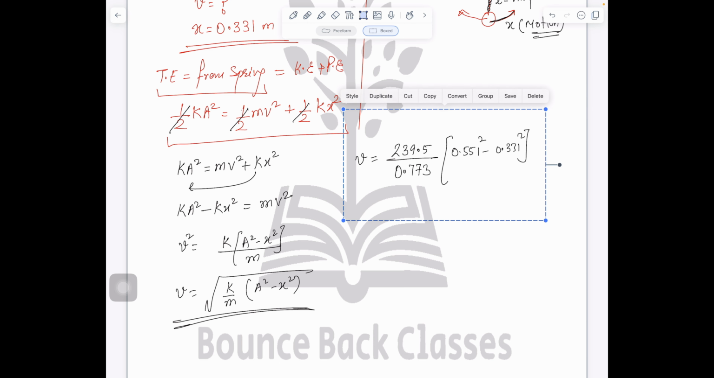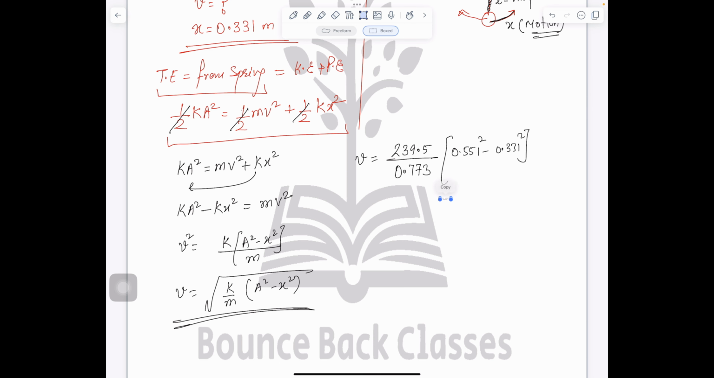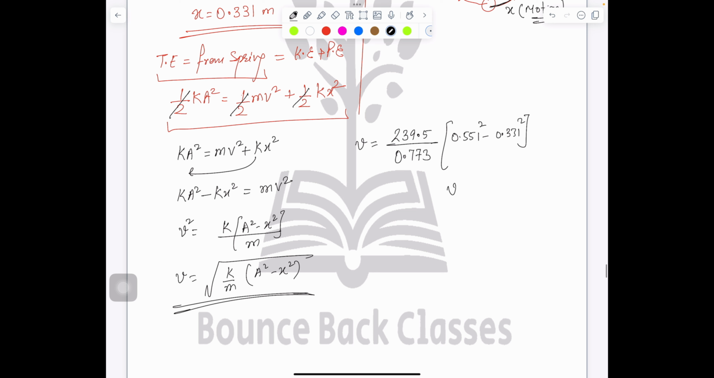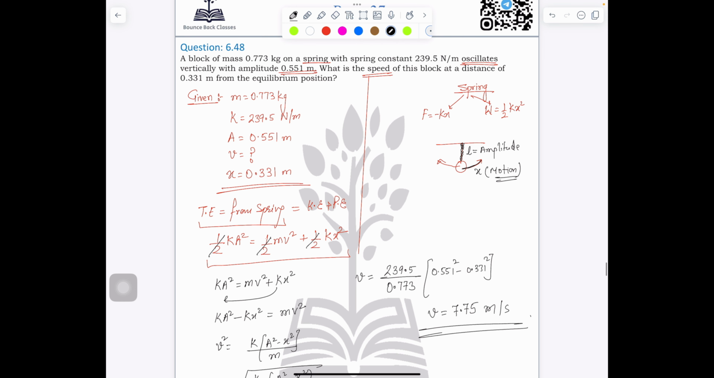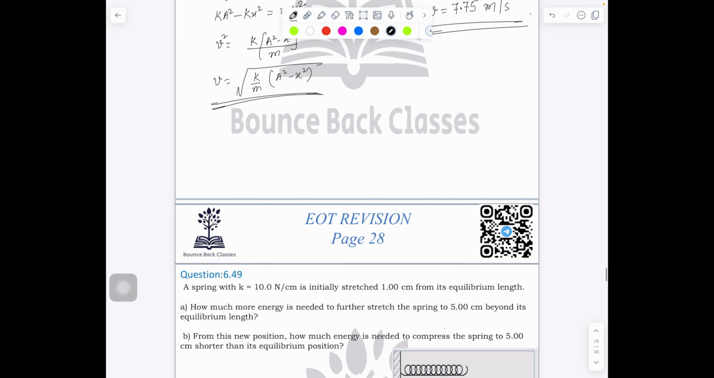Okay, make it here so that it will be clear. So velocity is equal to, what is the value of velocity? Velocity is 7.75 meters per second. Fine, easy. See guys, whenever a question comes, you need to focus on how many things are involved and what he is looking for. He is looking for energy or he is looking for force. Finish. Nothing too much.